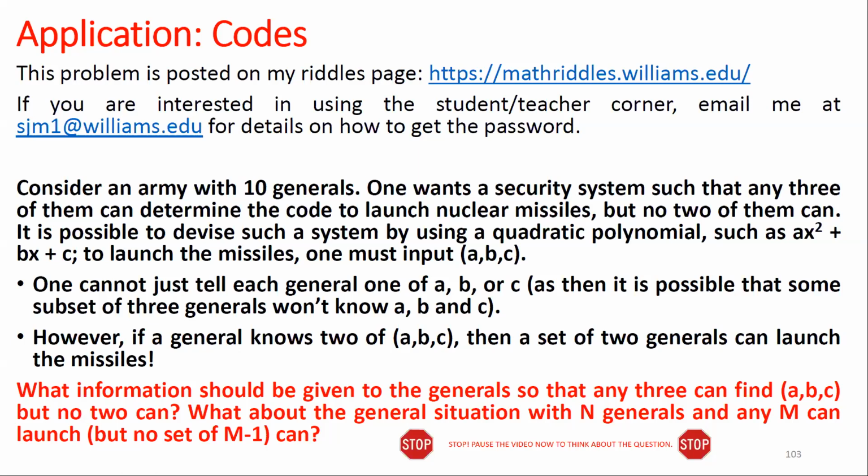What if we gave one of the generals, say, a and b? Well, then whoever got c. Good, and somebody has to have c then, right? So you can't give somebody 2 pieces of information. Actually, you could give everybody but one person the 2 pieces of information. But the thing is, any 3 people have to be able to launch. Any 3 people. What if you give everybody just an a, b, or a c?